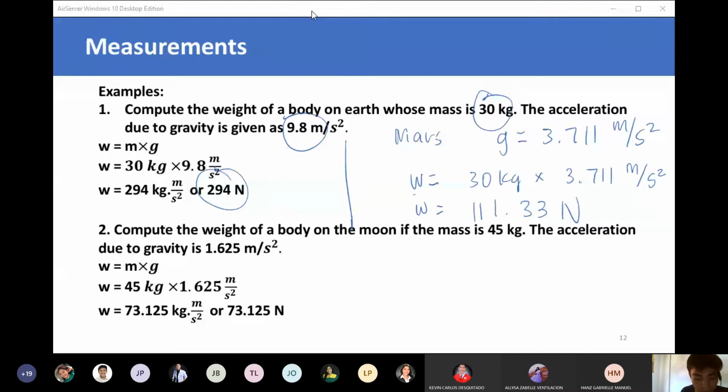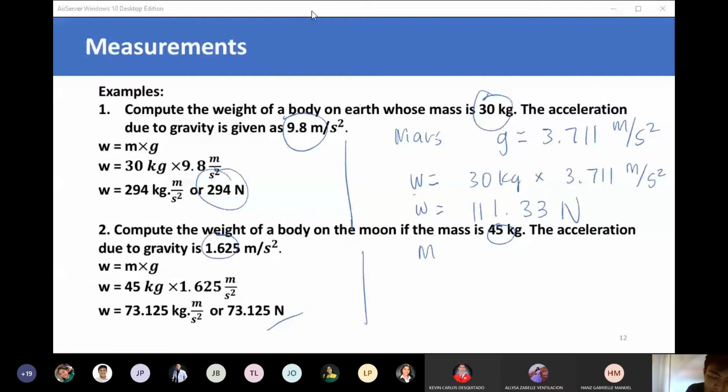So let's have number 2. If you have a body which contains a mass of 45 kilograms, what would be its weight on the Moon? So all you have to do is multiply 45 by the constant for the Moon, and you'll end up with 73 newtons.